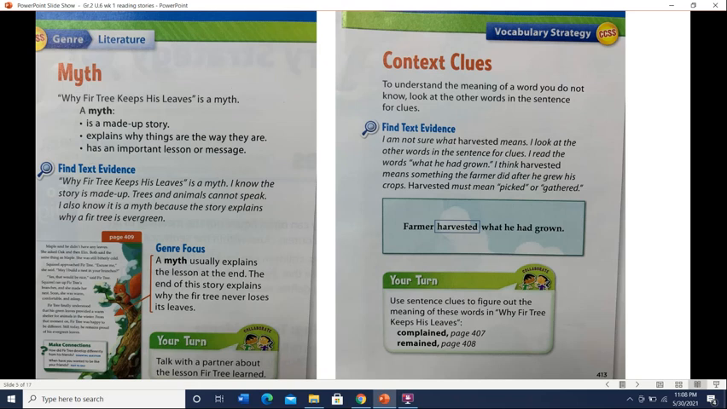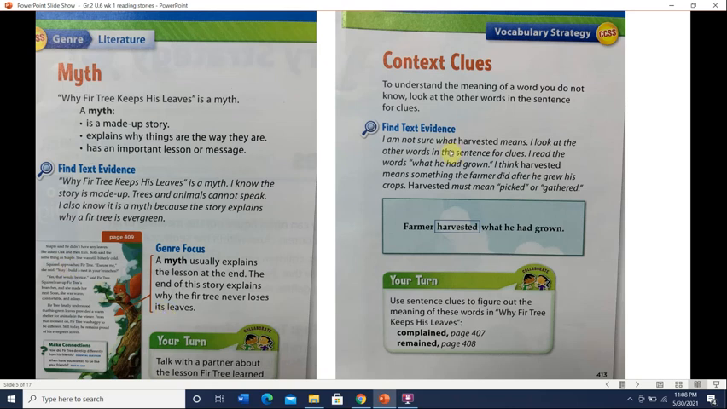or a message. This story had a message for us. The message was, it's okay to be different. You don't have to be exactly like everyone else. Okay, and that was the lesson.